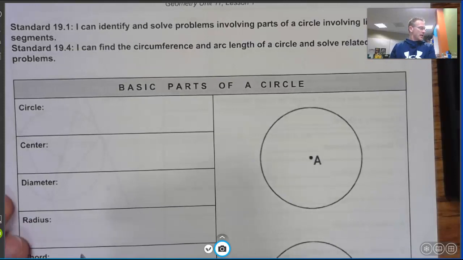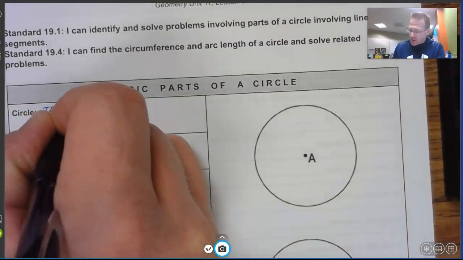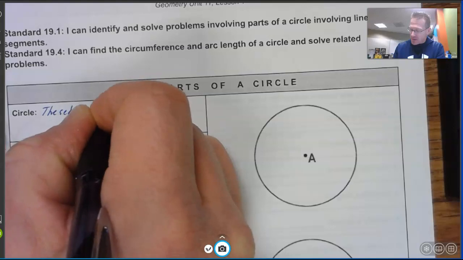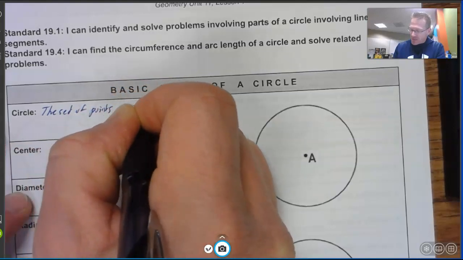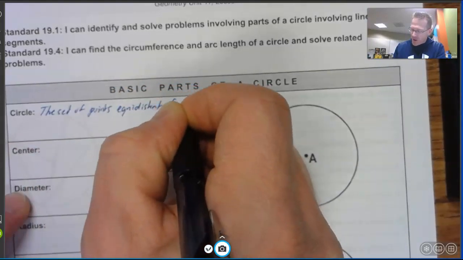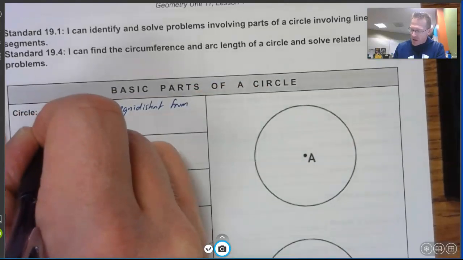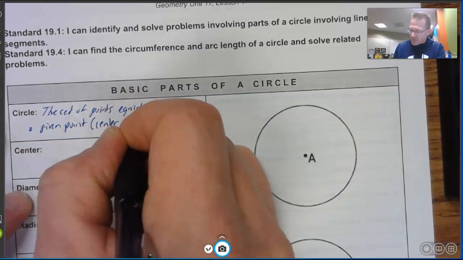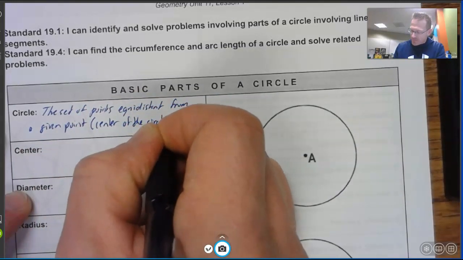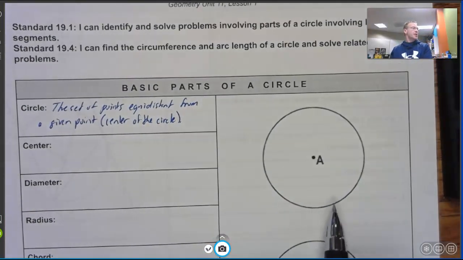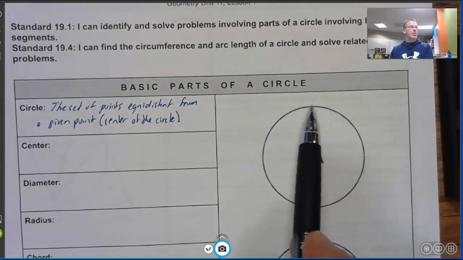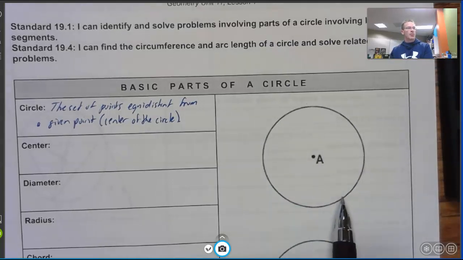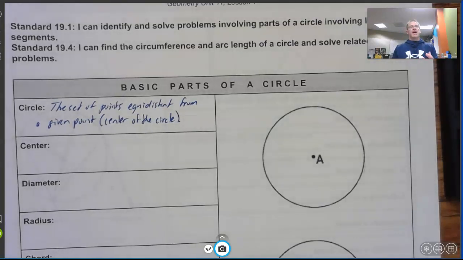So circle. A circle is the set of points equidistant from a given point. And this given point is the center of the circle. So that would be all of these points along the edge of the circle that are all the same distance from our center A here. Now, like I was saying, if I am going too fast for you, pause the video, write the words down, turn it back on.